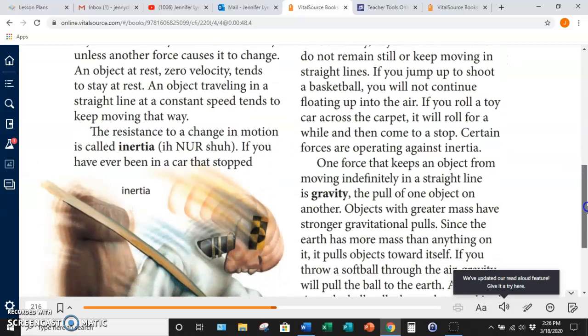Obviously, objects in the universe do not remain still or keep moving in straight lines. If you jump up to shoot a basketball, you will not continue floating into the air. If you roll a toy across the carpet, it will roll for a while and then come to a stop. Certain forces are operating against inertia.